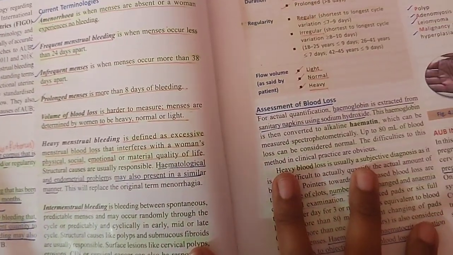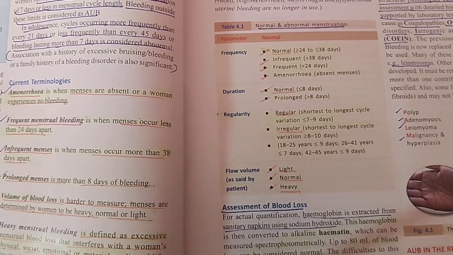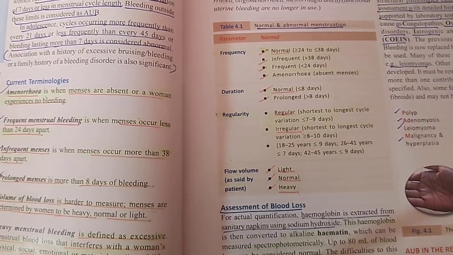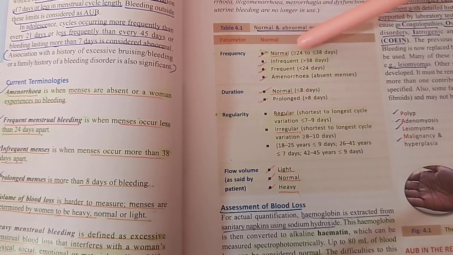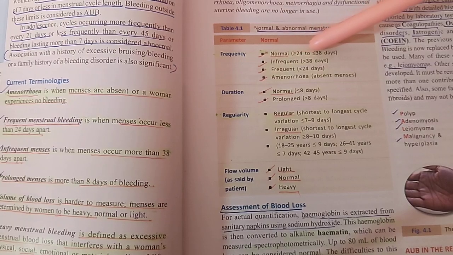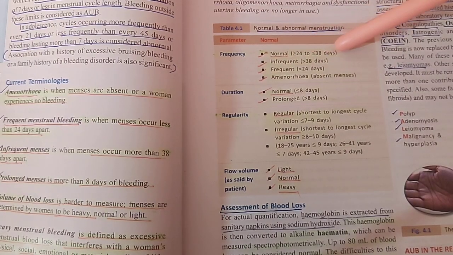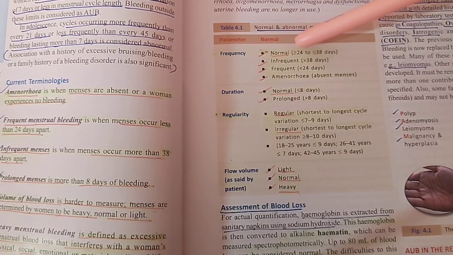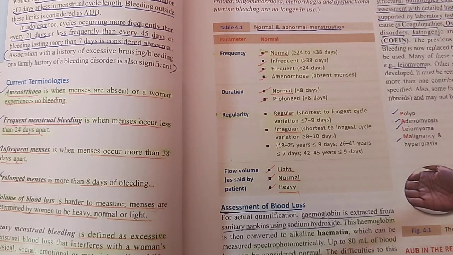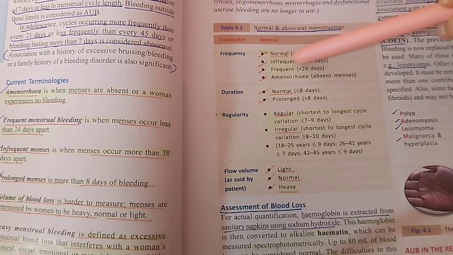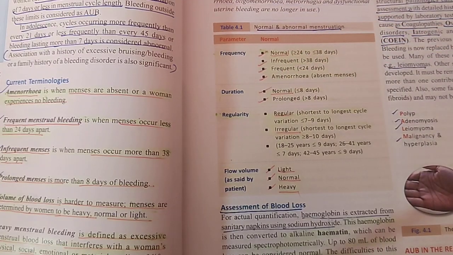This is the normal and abnormal menstruation box. You should study this. For frequency, normal is greater than or equal to 24 days to less than or equal to 38 days. Infrequent means greater than 38 days, and frequent means the periods are coming in less than 24 days. Normal, infrequent, frequent, and lastly amenorrhea, which means absent menses.